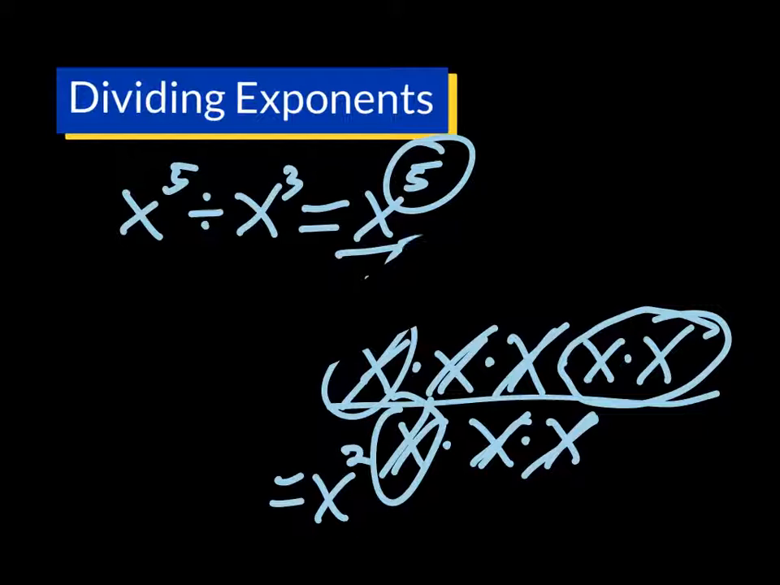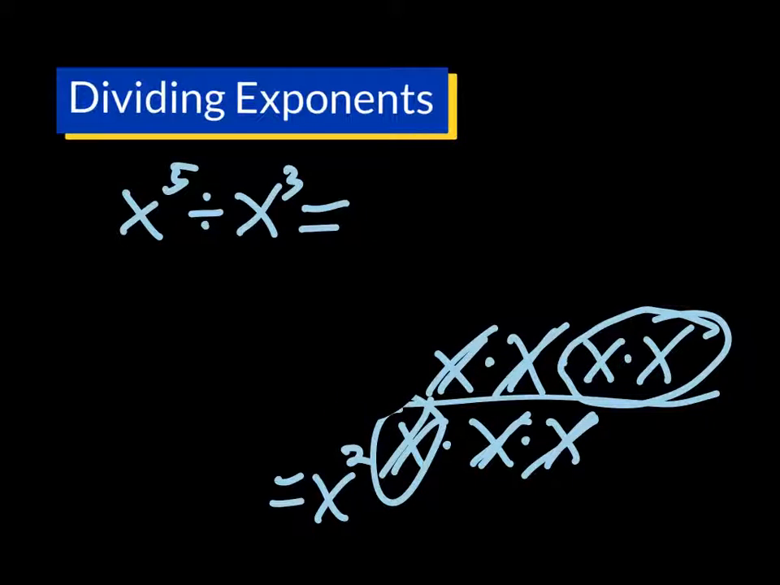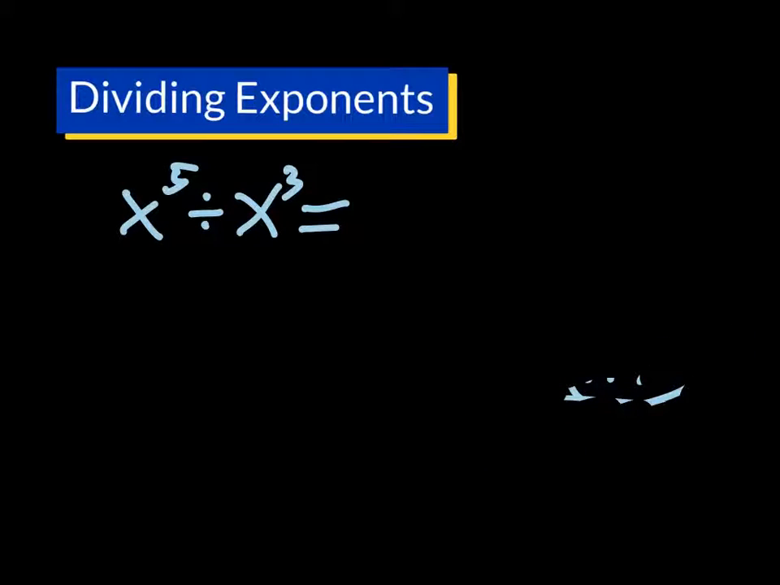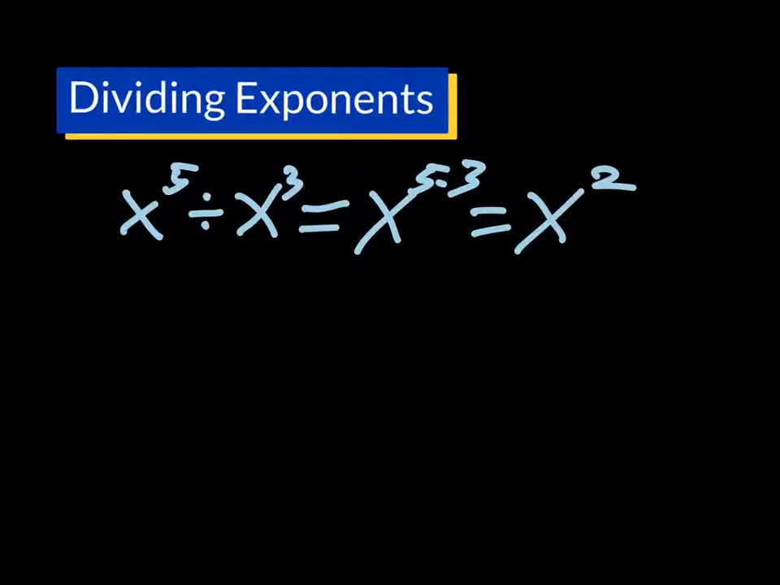Now, there is another way that we could arrive at this exact same answer. So let me get rid of this. We could say, instead of going through all of that, that x to the fifth divided by x to the third is the same thing as saying x to the 5 minus 3, which is x squared.